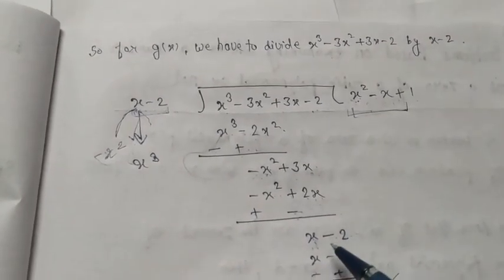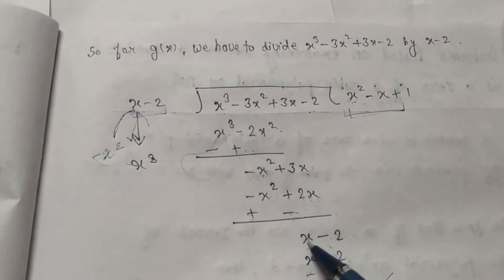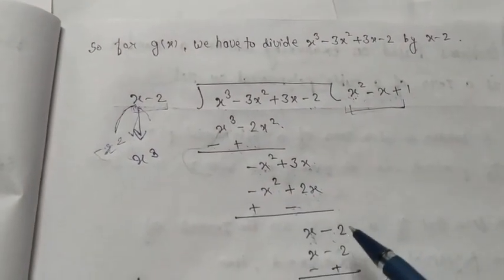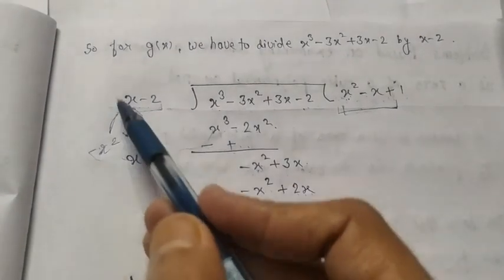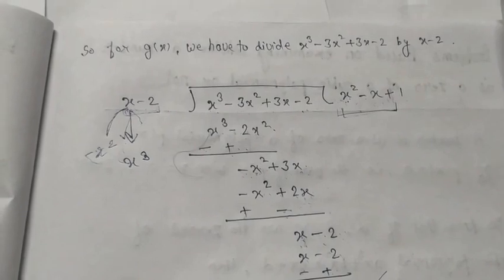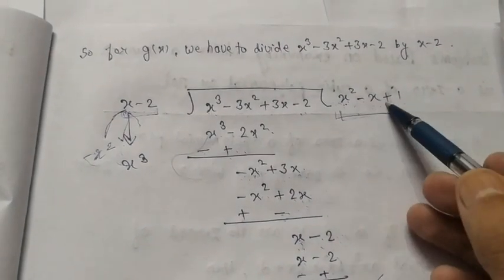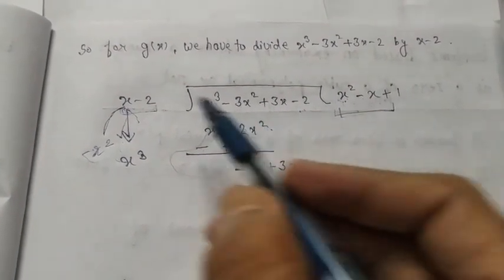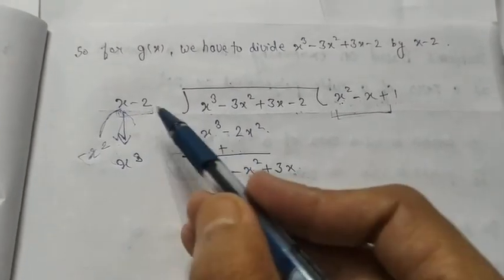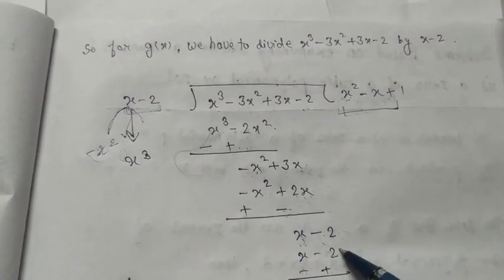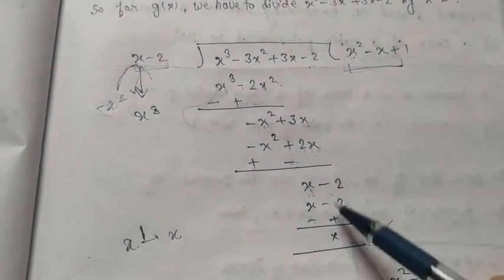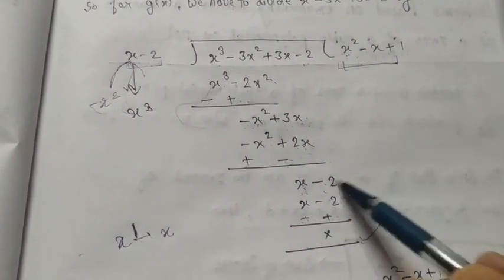Now see again, the degree of remainder is x to the power 1, it means 1, and the degree of the divisor is also 1, so again we can divide it. Now see, here is x and here is x also. It means in x, what should be multiplied to get x? It means plus 1. So I have written plus 1. Now this plus 1 is multiplied to this whole term. So x into plus 1 is x, and minus 2 into plus 1 is minus 2. So again we will change the sign. So it will be minus, it will be plus. So both will be cancelled.